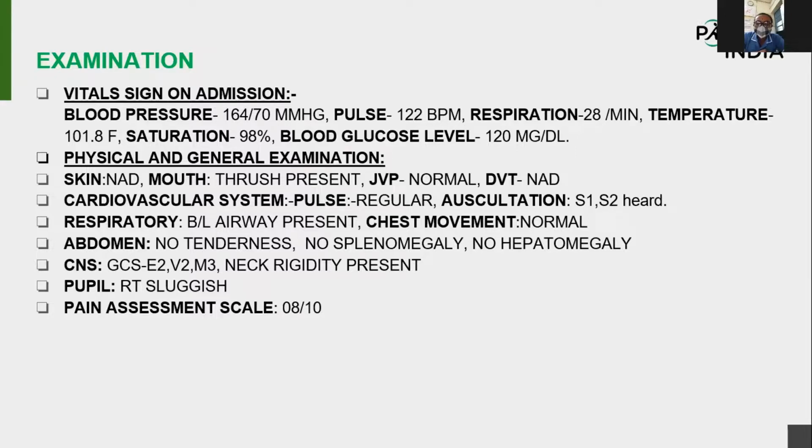On general physical examination, skin, no defect; in the mouth, some thrush was present; JVP was normal, DVT not detected. Cardiovascular system, pulse regular, on auscultation S1, S2 sounds heard. Respiratory, bilateral air entry present, chest movement was normal. Abdomen, there was no tenderness, no splenomegaly, no hepatomegaly. On the side of CNS, GCS was poor, E2, V2, M3, neck rigidity was present, right pupil was a little sluggish, and on the pain assessment scale, we had scored 8 out of 10.